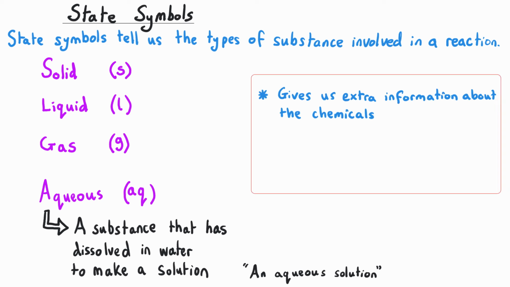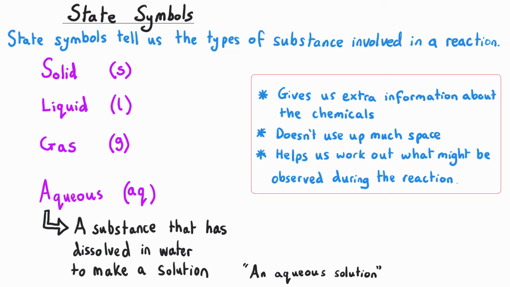The purpose of state symbols is to give us some extra information about the chemicals involved in the reaction in a way that doesn't take up much space. It's quite quick, and we're just writing one extra letter in the brackets, and that tells us about the reactants or the products. It also gives us some clues about what we might expect to observe during the chemical reaction itself. For instance, is a gas produced? This would tell us whether or not we could expect to see some kind of bubbling during the reaction.